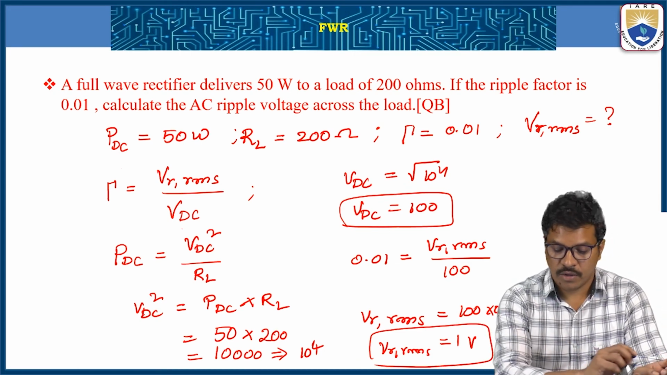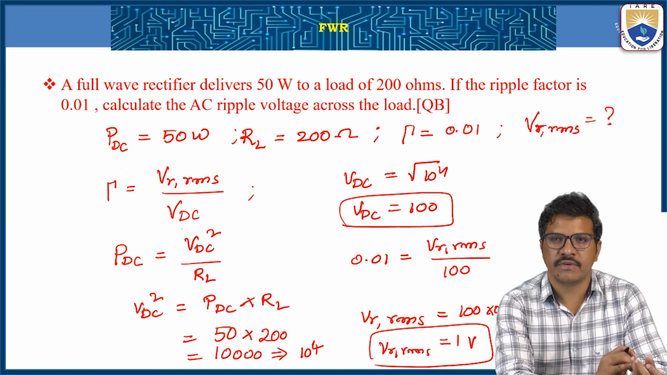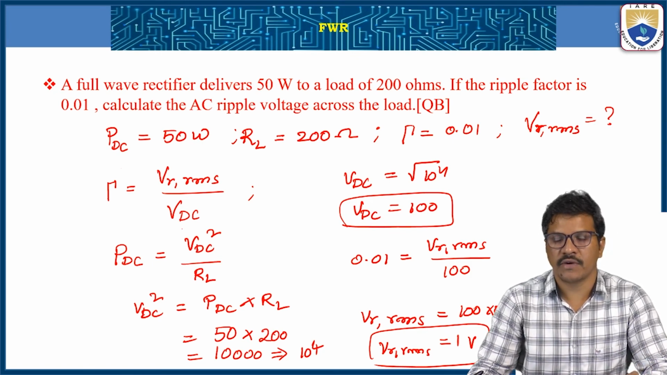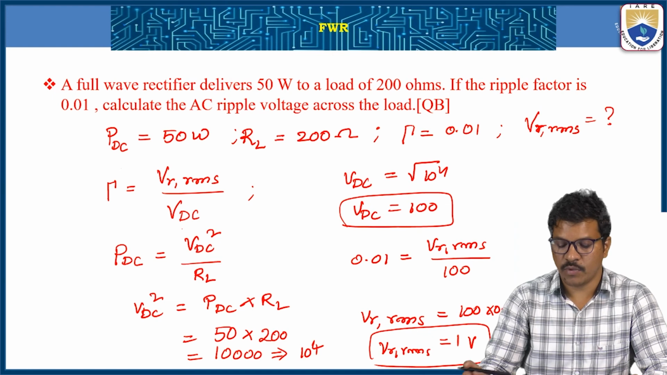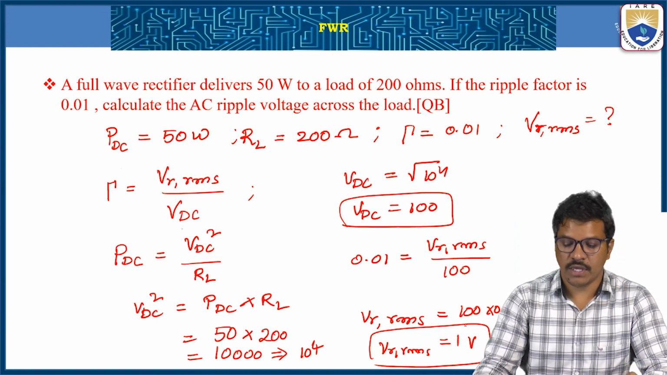So in this way, to solve such problems, we need some relevant formulas like VDC, VRMS, IDC, Im, and ripple factor, efficiency, all those parameters. Try to understand the problem, write down the given data, and then solve for the required parameters. So here, the AC ripple voltage VRMS is equal to 1 volt. In this way, we find the answer.